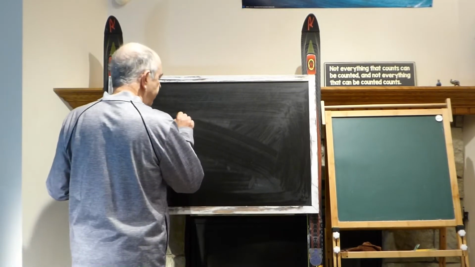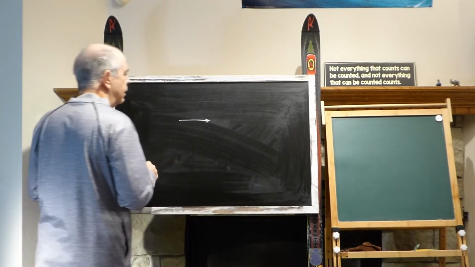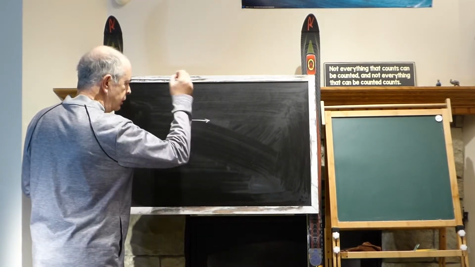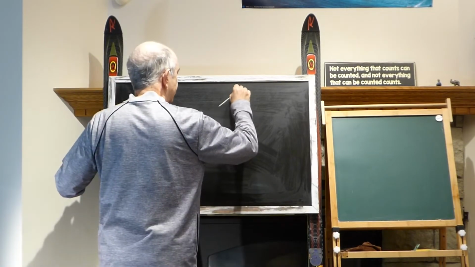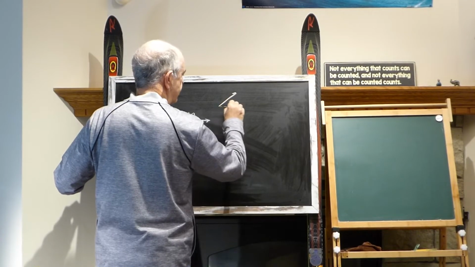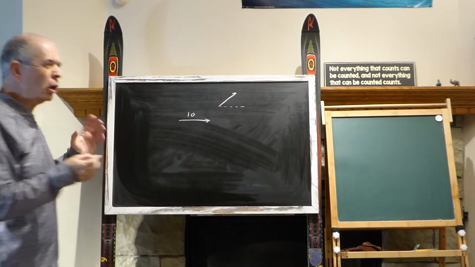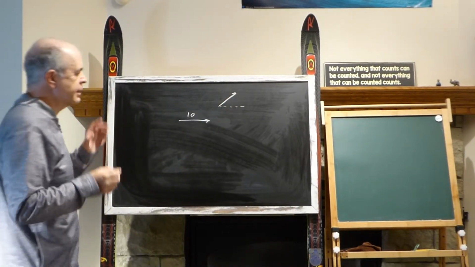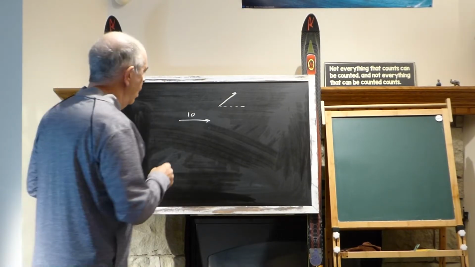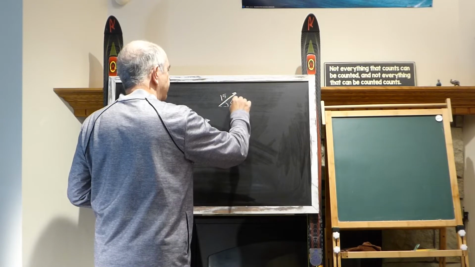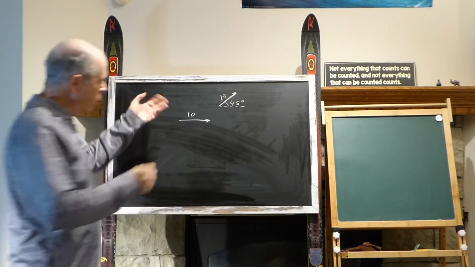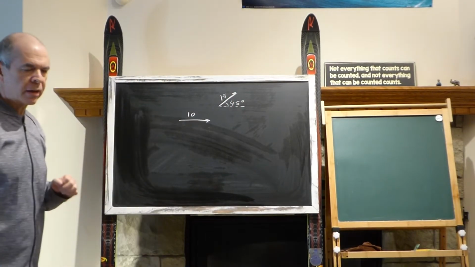Let's say we have this vector and it's horizontal and it's 10, and we have this vector and it goes against the angle. They always give us the angle, they always give us an orientation, and the length is 15 and let's say this is 45 degrees, and they want us to add those two vectors.